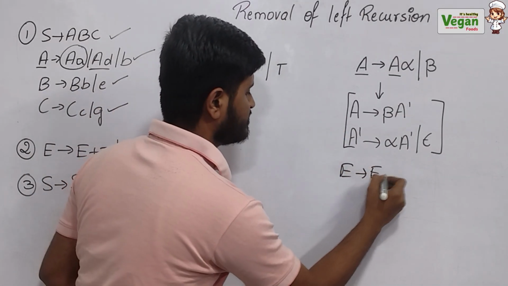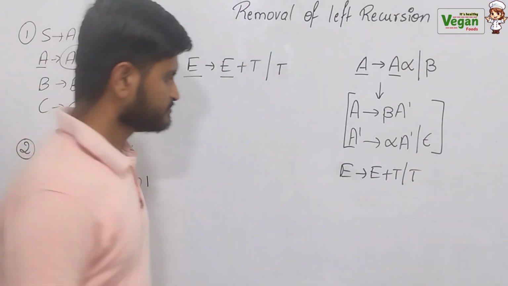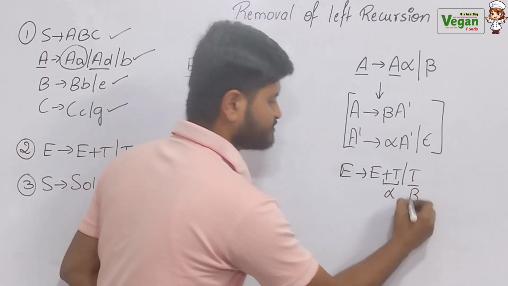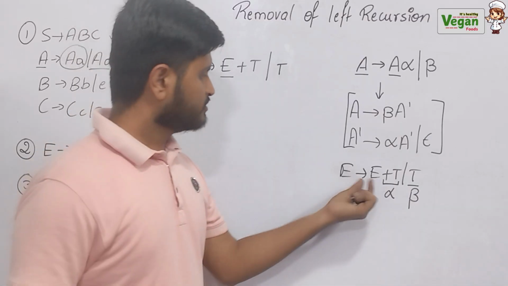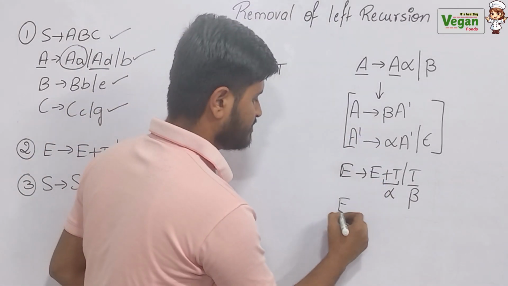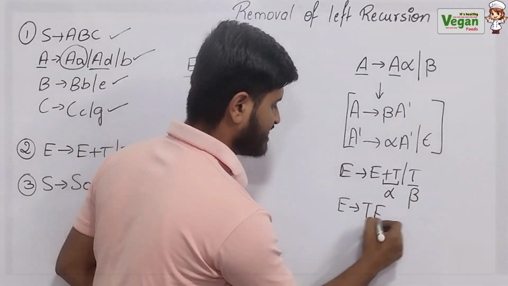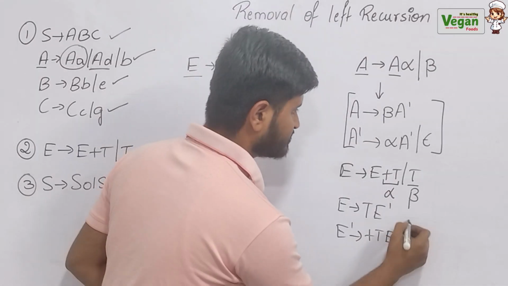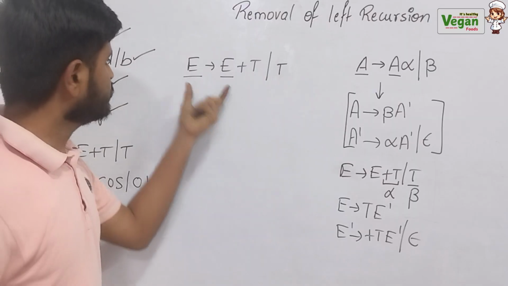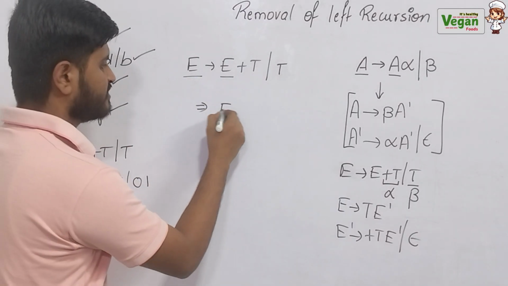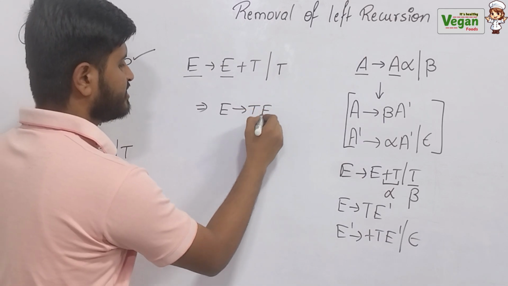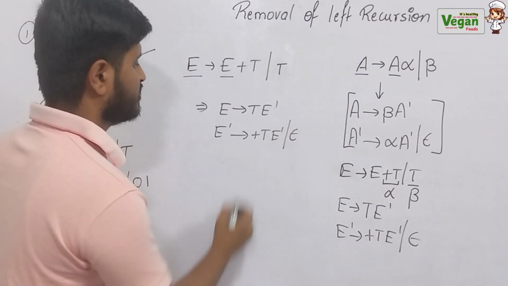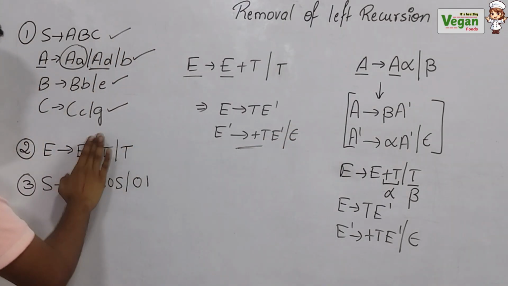So if you write like this, E producing E plus T slash T. So plus T will be considered as alpha and T will be considered as beta. Plus also you must include. So now if you write in this format, E producing beta, that is T E dash, E dash producing alpha, plus T E dash slash epsilon. So this format you must write here. So the answer for the second question is E producing capital letter T E dash, E dash producing plus T E dash slash epsilon. Now you have removed the left recursion in the second problem also.